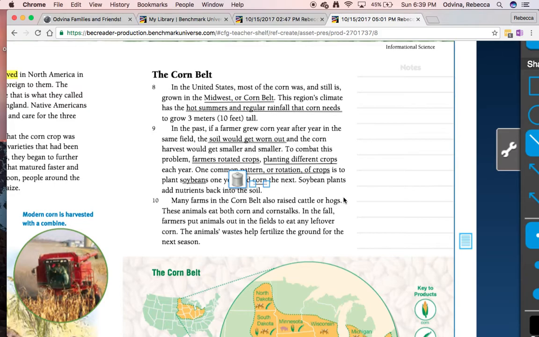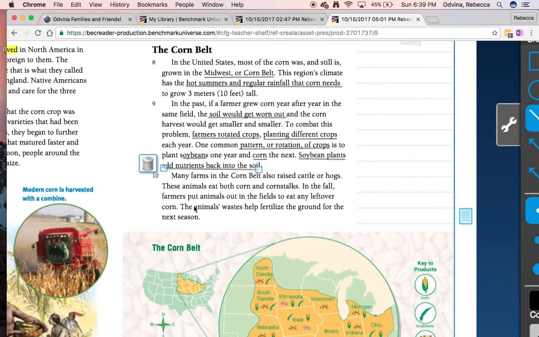And then it tells why soybean plants add nutrients back into the soil. Corn takes it out, soybean puts it back. So this looks like a problem solution paragraph. It tells us that the problem is that the soil gets worn out. The solution is to rotate the plants, giving it a pattern or rotation of soybeans and corn so that soybean plants can add nutrients back into the soil that the corn takes.